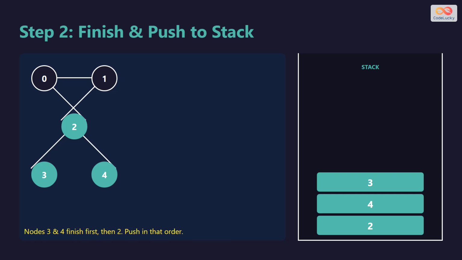DFS continues. We visit node 4, it has no children, so it finishes. We push 4 to the stack. Then we visit node 3, it finishes, and we push 3 to the stack. Finally, now that all children of node 2 are done, node 2 itself is finished. We push 2 to the stack. Notice how the dependencies are at the bottom and the dependents are piling on top.